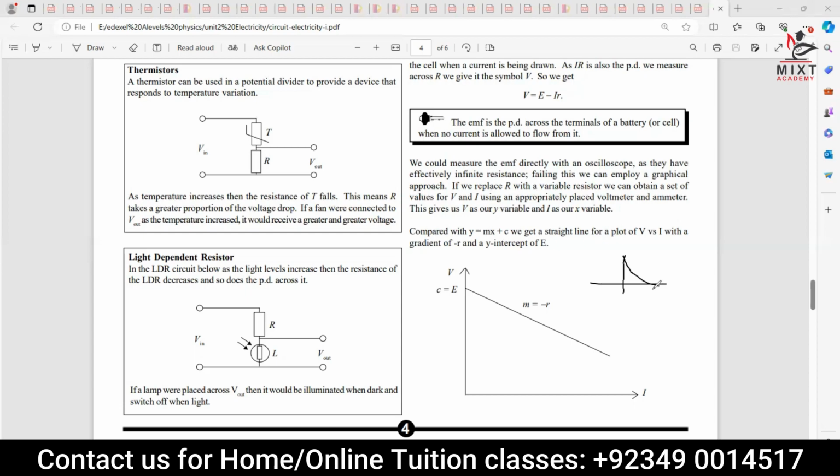When light hits the LDR, it changes the temperature or light levels, whatever it changes, it affects your LDR, and then that is reflected back in the VI characteristic.